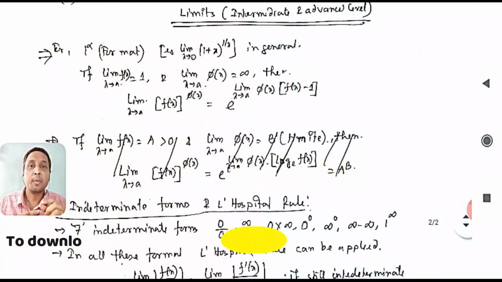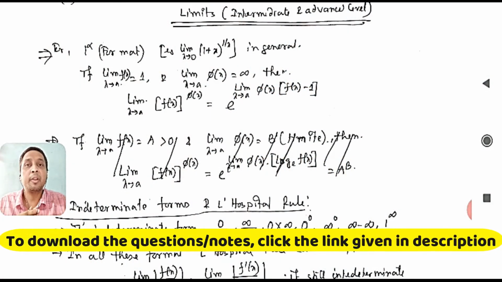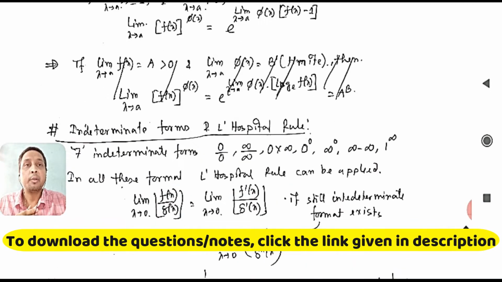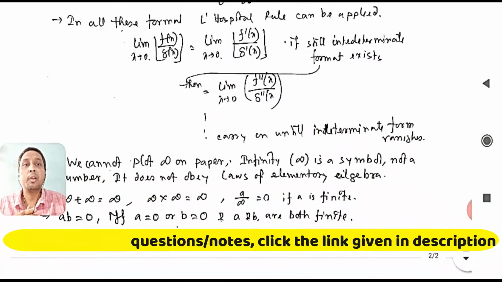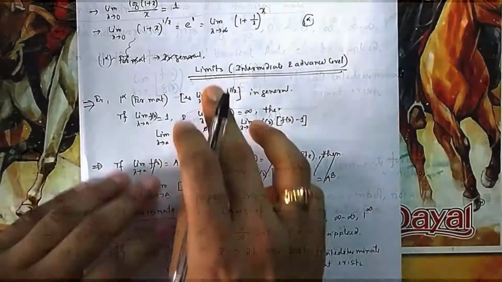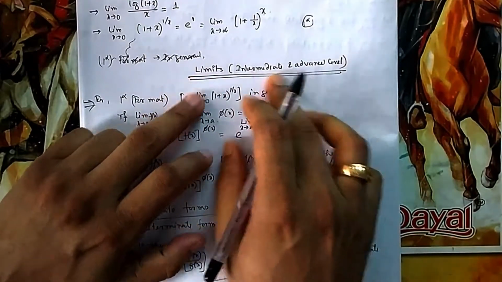Okay students, welcome you all to this new lecture in the intermediate level where we are building the concept of limits for intermediate and advanced level. So we will see some shortcuts of limits, and we will see indeterminate forms and L'Hopital's rule, and what is the meaning of infinity. Okay, then let's see this. So we will see now limits for intermediate and advanced level.